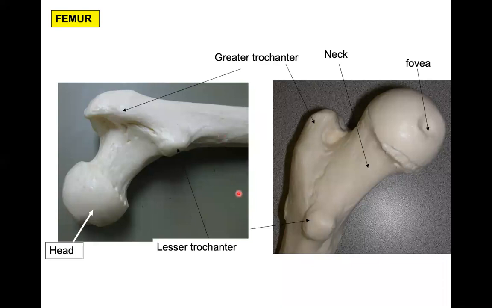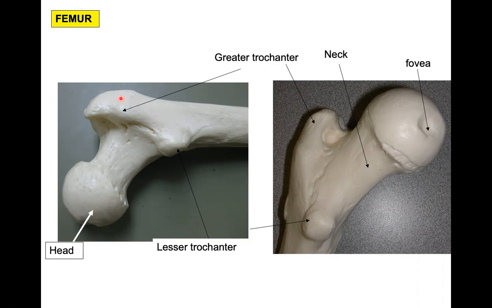Now moving on, we're looking at the bones that form your legs, starting with the thigh bone called the femur. The femur is the longest of your long bones, and it has the following structures on it. You have the head, and a little indentation in the head called the fovea. The head is followed by the neck, and the neck is connected to two structures.